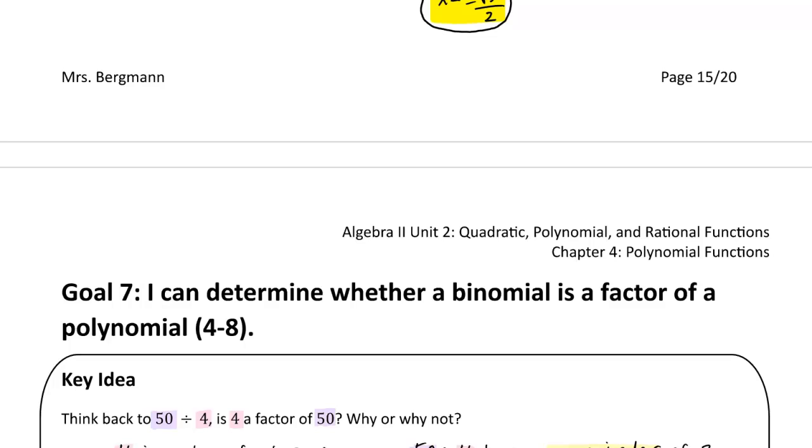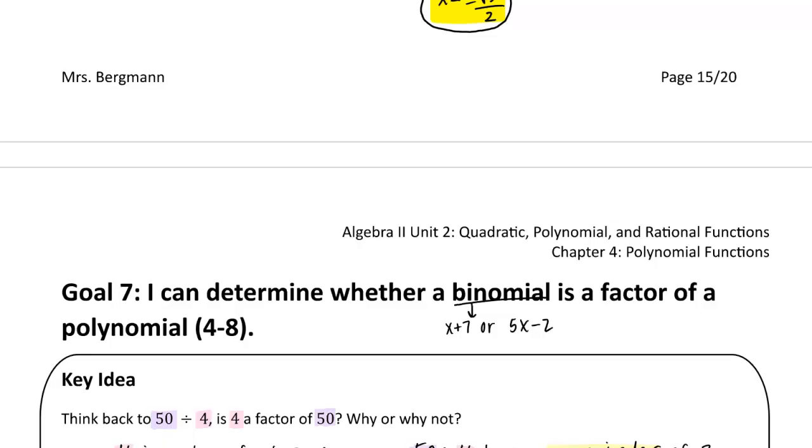Remember, a binomial is something with two terms like x plus 7 or something like 5x minus 2. That's two terms. And a polynomial is anything with multiple terms. So it might be a quadratic, like an x squared plus 3x minus 4, or something like that. A polynomial just has many terms.